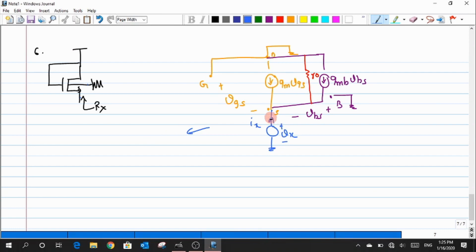The only thing is that this Ix has to split into 3 components. One is this component, the second one through r0, and the other one is gmb Vbs. So I write this current Ix as a summation of minus gm Vgs, and then the current through this is nothing but Vx by r0, and the current that is flowing in the opposite direction, gmb Vbs. All of these 3 current components have been written down. The only thing left over right now is to express this Vgs and Vbs in terms of Vx.